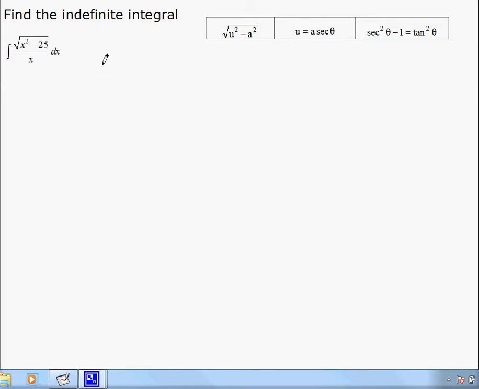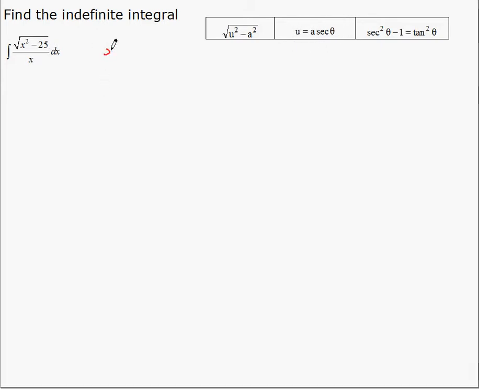a secant substitution. So in this case, x is going to equal 5, because a squared is 25, secant theta. Derivative then gives us 5 secant theta tan theta d theta.